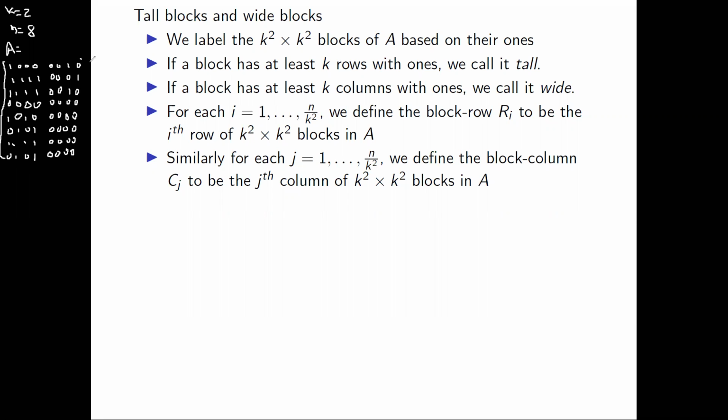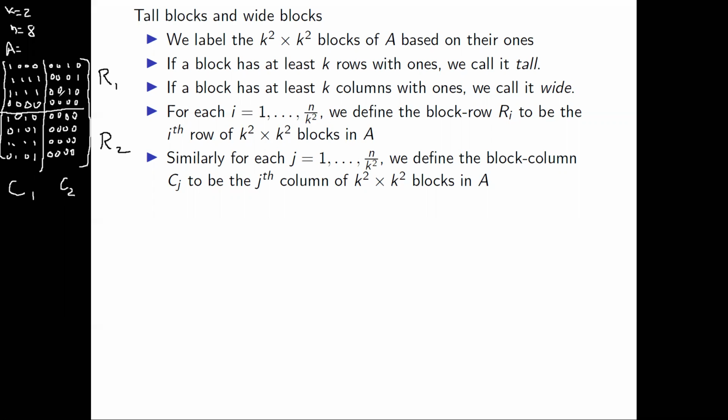Okay, so there's our matrix A. And we can define these block rows and block columns. So block rows, I will draw the labels to the right for those. So a block row R1, block row R2. In the block columns, we have block column C1, block column C2.